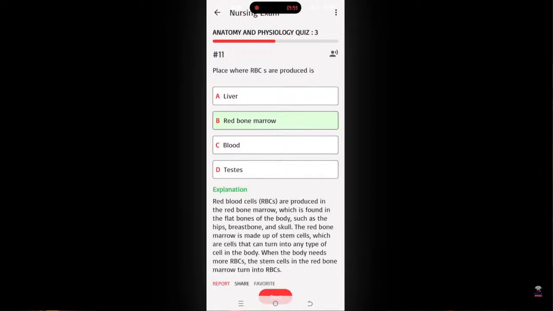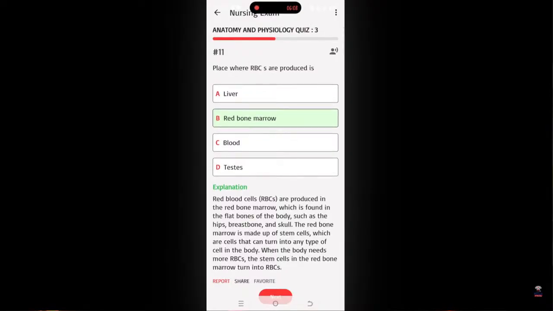Red blood cells (RBCs) are produced in the red bone marrow, which is found in the flat bones of the body, such as the hips, breastbone, and skull. The red bone marrow is made up of stem cells, which are cells that can turn into any type of cell in the body. When the body needs more RBCs, the stem cells in the red bone marrow turn into RBCs.